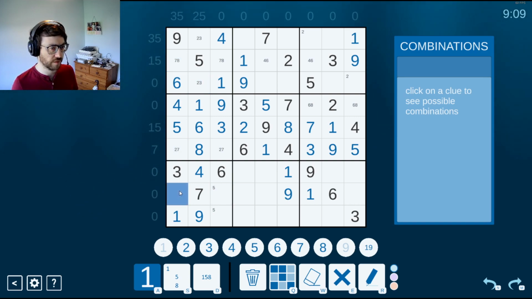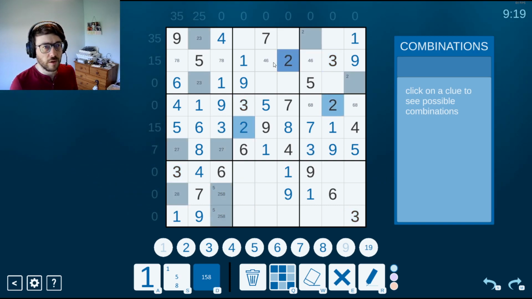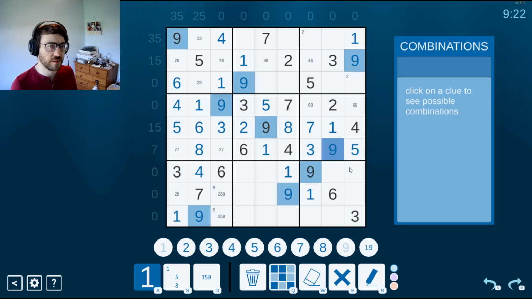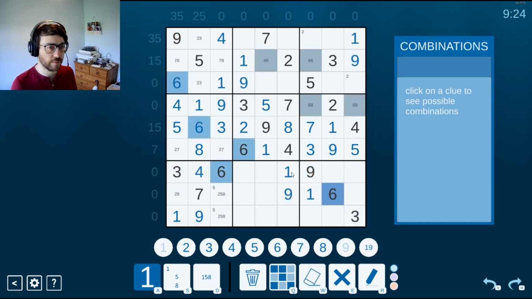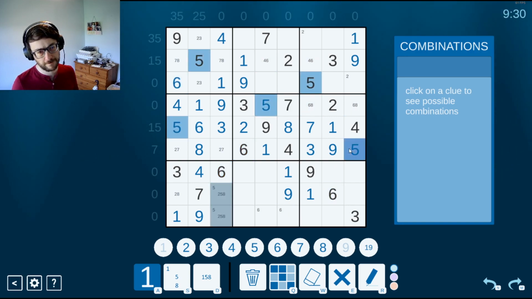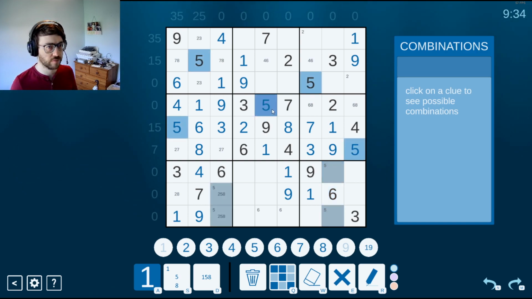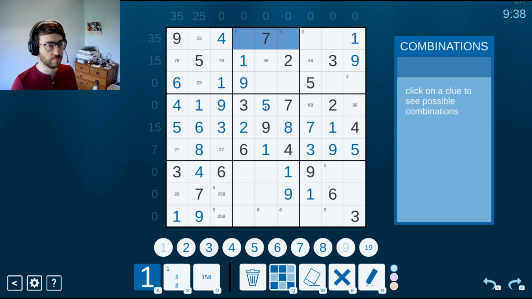This must be 2 or 8. These are 5, 8 or 2. What are we missing? What is obvious? What about 6s? 6s are limited to 2 places in that box. 5s are limited to 2 places in that box. Limited to 2 places in that box.